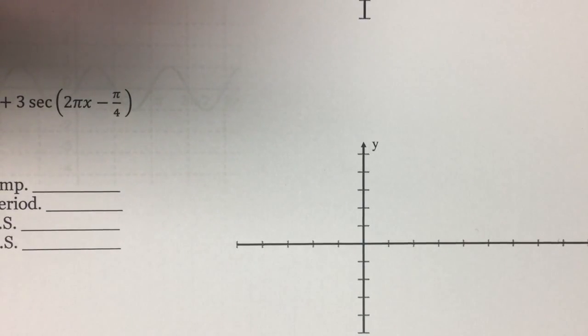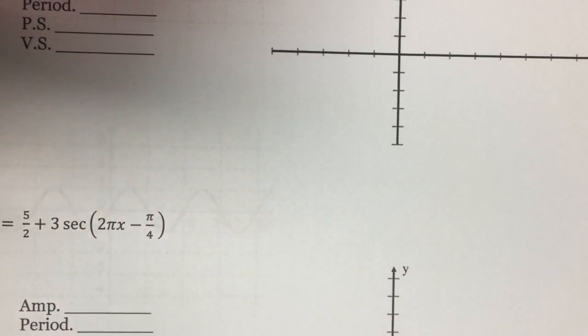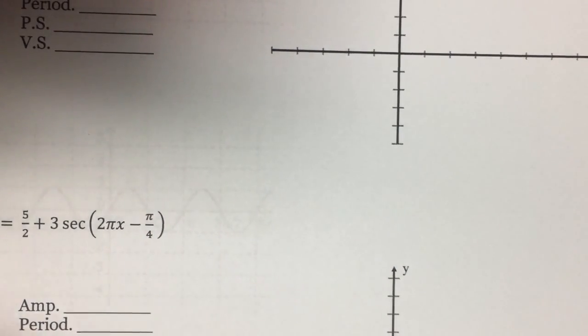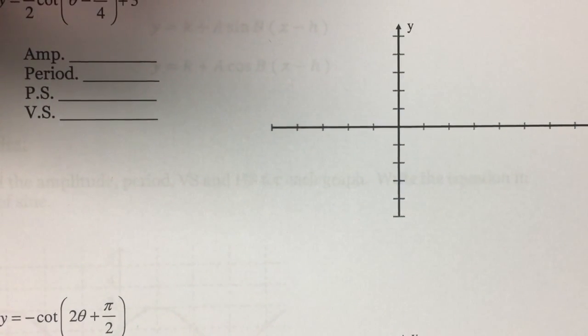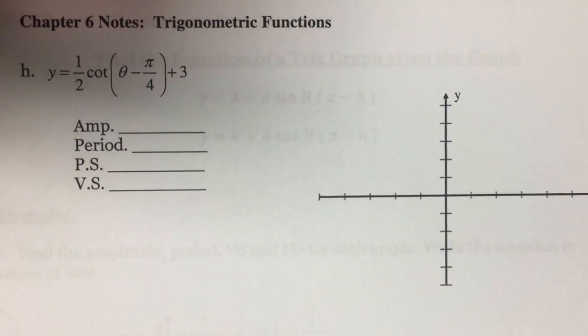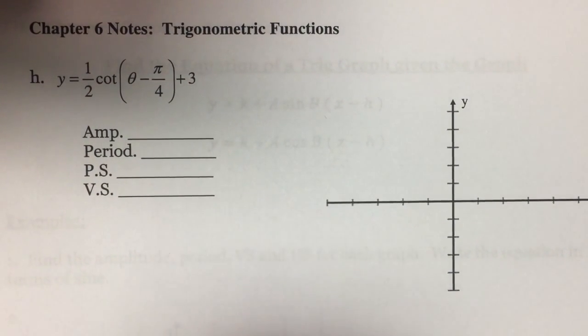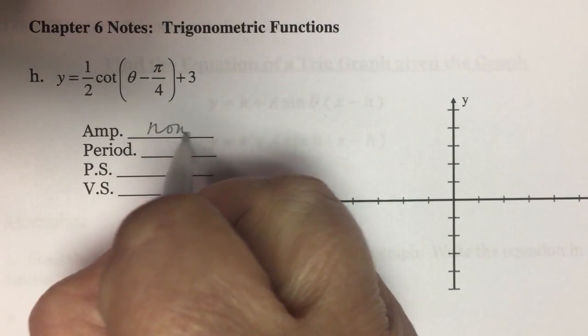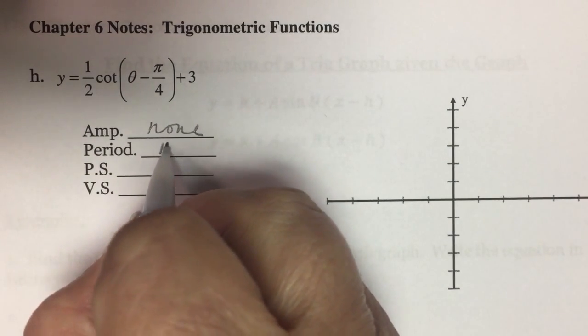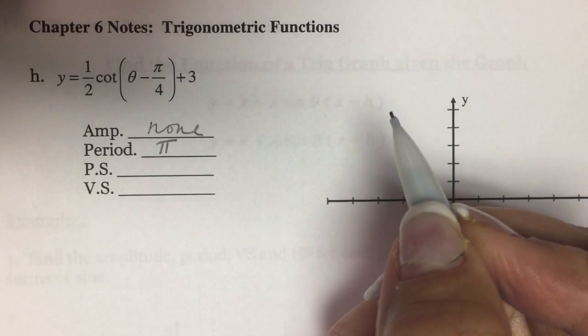Alrighty. We're just going to do a couple of graphs on this page. We're only going to do a couple more. I feel like we've kind of exhausted the graphing here. So let's see for this graph. Amplitude, of course, is none. Period is pi over b, which would be pi.